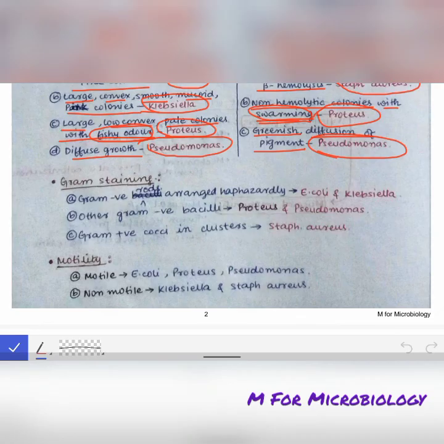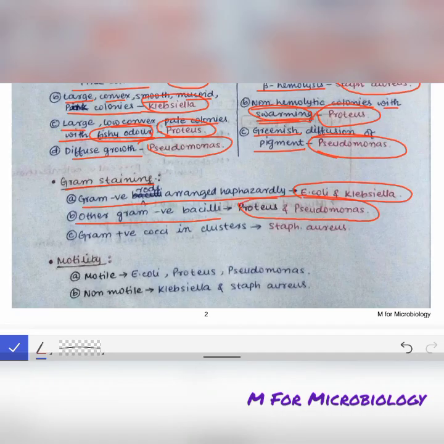Next, we do the Gram staining by taking a colony from that agar media. If in Gram staining we find Gram negative rods arranged haphazardly, then it may be E. coli and Klebsiella. If other Gram negative bacilli are found, then it may be Proteus and Pseudomonas. If Gram positive cocci are seen in clusters, then it can be Staph aureus. So by Gram staining also we get a clue.